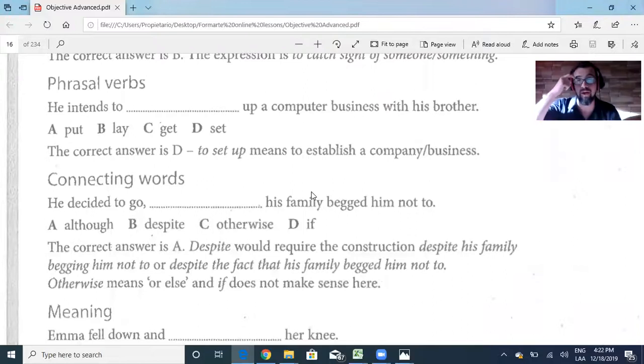Phrasal verbs. Well, phrasal verbs, we're going to see that's a very important grammar part for this test, we need to learn a lot of phrasal verbs. So, for example, in this case, he says he intends to up a computer business with his brother. So, what? Put up, lay up, get up, set up. What is it, right? Well, the correct answer is D. Set up. To set up means to establish a company or business. So even though we can use put up, right? But put up has another meaning, right? So we need to really learn the meaning of the different phrasal verbs that we have.